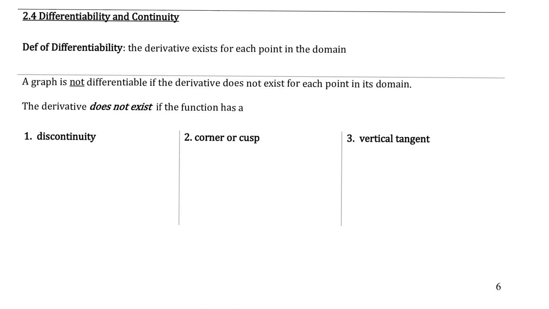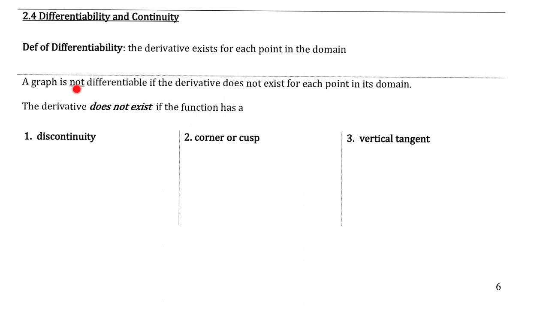Okay, 2.4, differentiability and continuity. Okay, the definition of differentiability: the derivative exists for each point in the domain. When you're differentiating something, you are taking the derivative of something. So differentiability is the ability to take the derivative of something at each point.